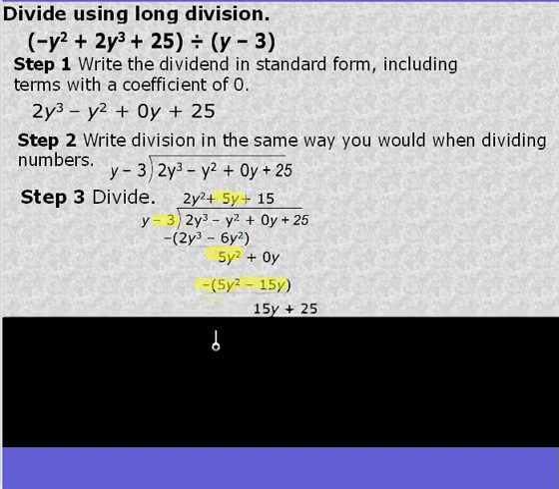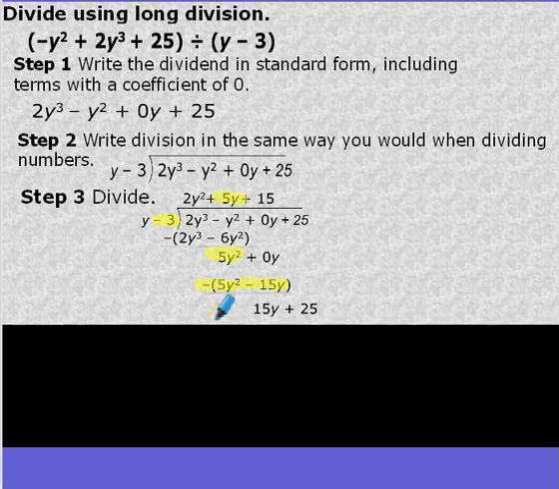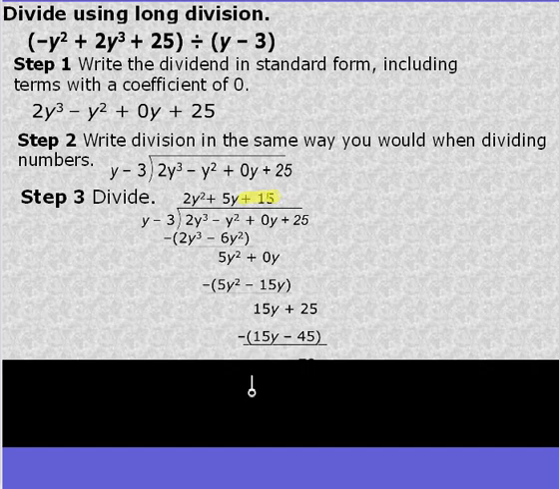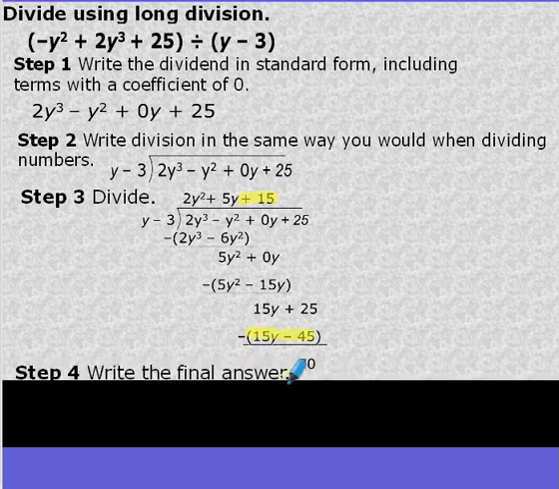5y squared minus 5y squared, they cancel out. 0y minus a negative 15y is 15y. And now we're going to bring down our last term. And what do we have to multiply y by to get 15y? A positive 15. 15 times y is 15y. Negative 3 times 15 is negative 45. Subtract. And remember, you're subtracting at each step. This cancels out. 25 minus a negative 45 is a positive 70. So this is the quotient part of the answer.